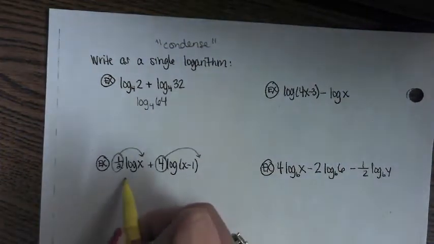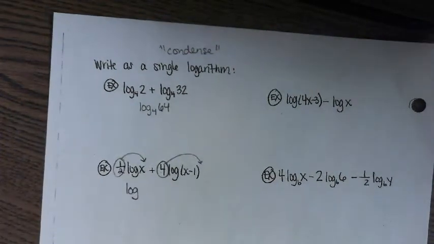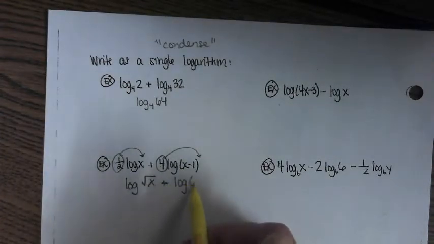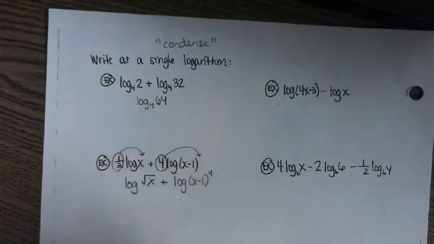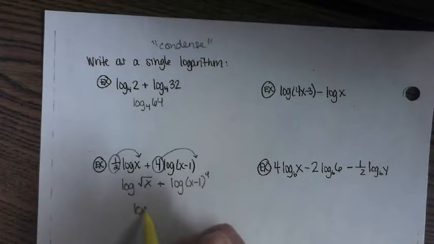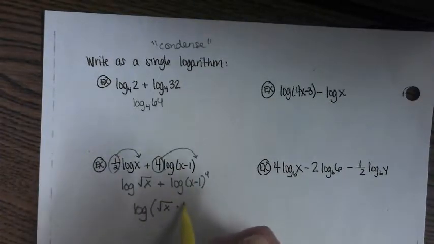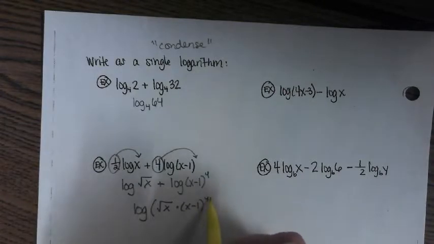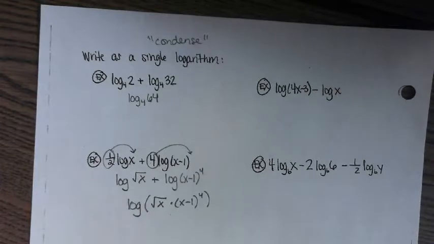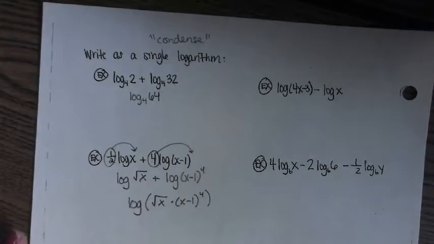Do you see that? Now, rather than writing x to the 1 half power, what can I write? Square root of x plus log of x minus 1 to the 4. Now, can you do that? Okay. So now this comes together as log of root x times x minus 1 to the 4th. Good? Any questions on that? Yeah?